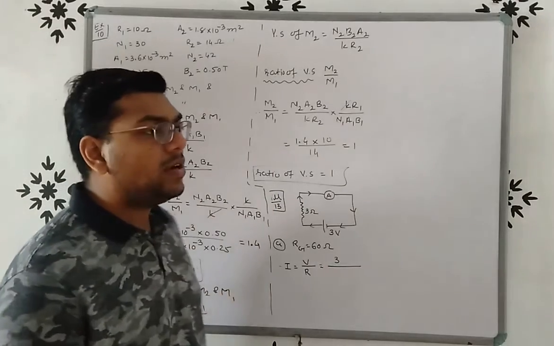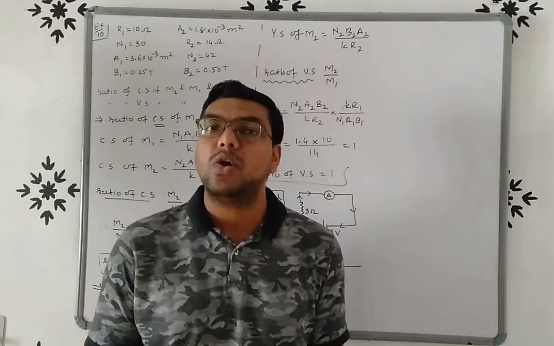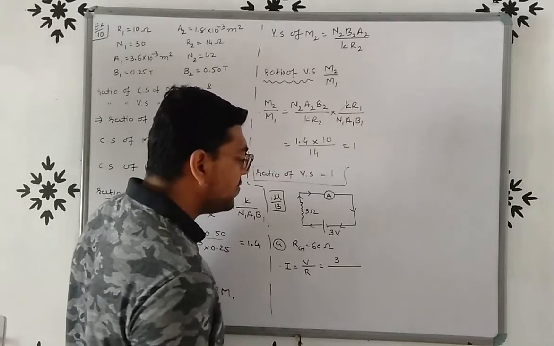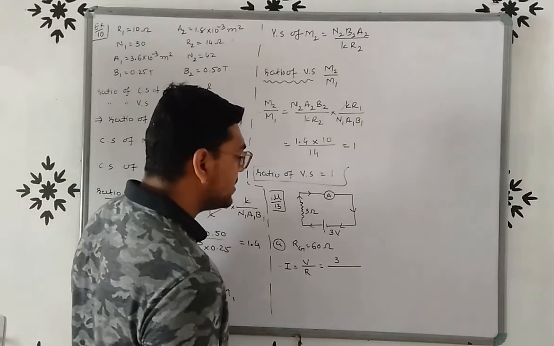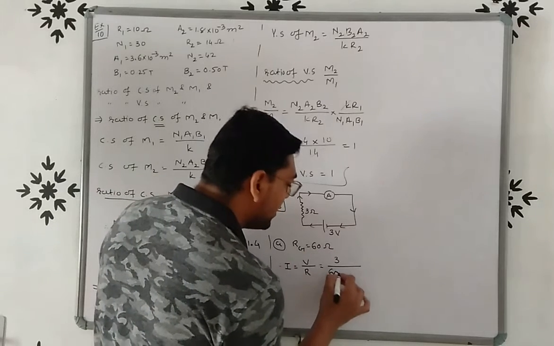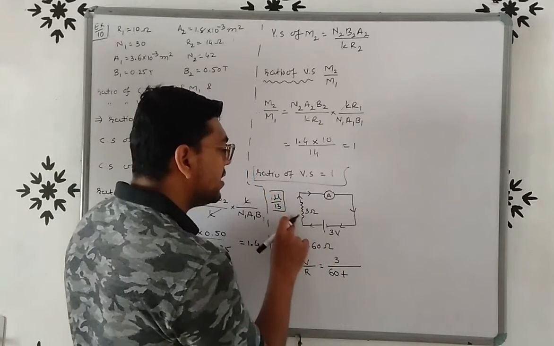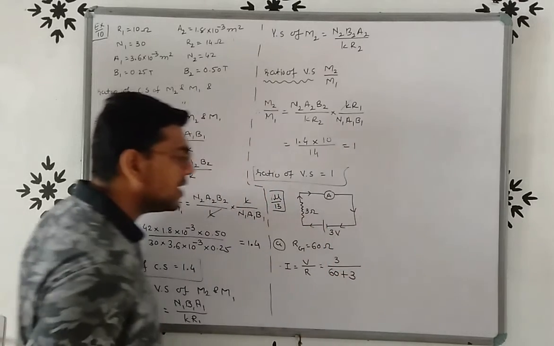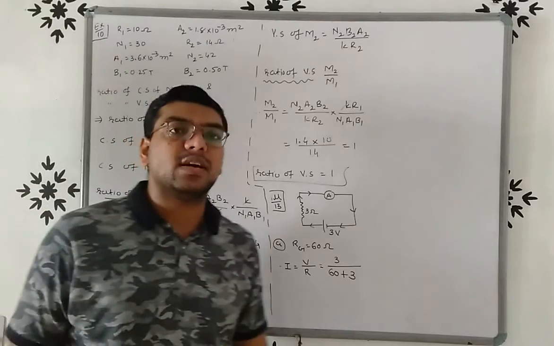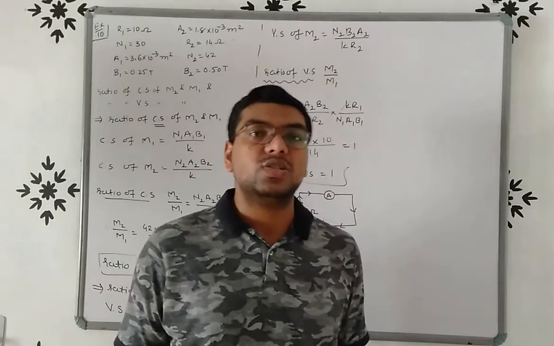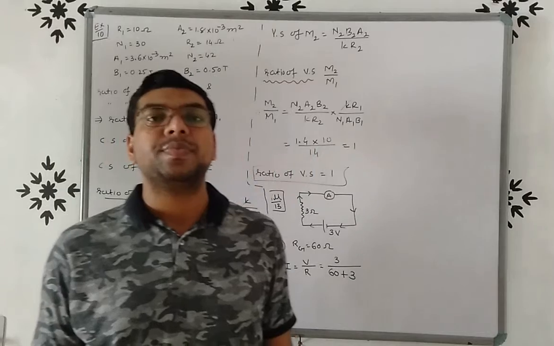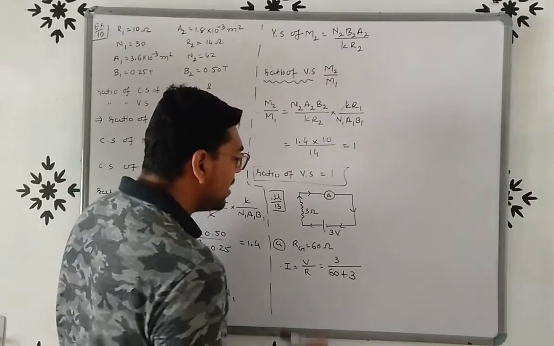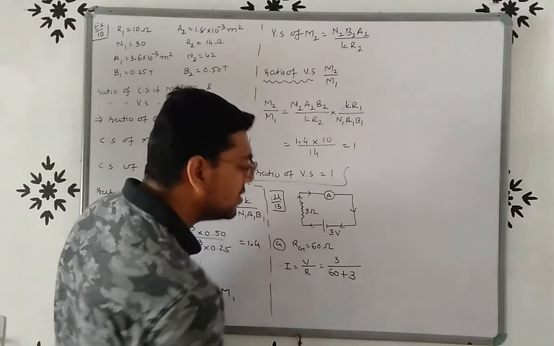So we already know that we connect the ammeter always in series. So for series operation we have to add the resistance. So the resistance of galvanometer 60 plus another resistor having resistance 3 ohm, so plus 3, because to find out current we connect ammeter in series. So for series operation the equivalent resistance R is equal to R1 plus R2. So we have to add 60 plus 3.